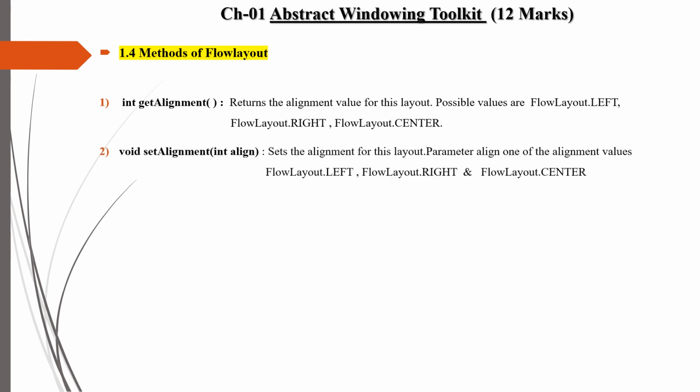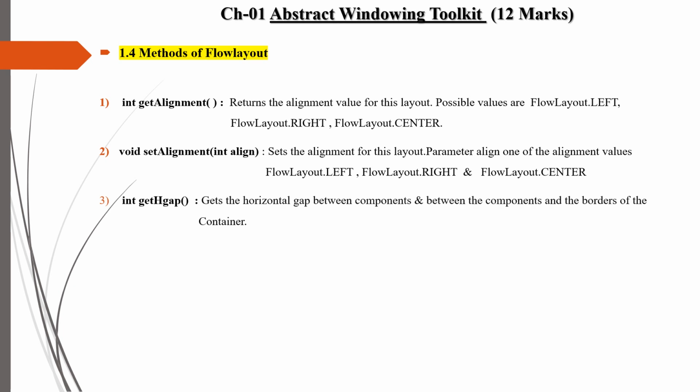Then the next method is setAlignment, which has one parameter, that is alignment, and this method does not return any value, so the return type of this method is void. This method is used to set the alignment for the layout. The parameter alignment is one of the alignment values, the same values which are used in the first method: FlowLayout.LEFT, FlowLayout.RIGHT, and FlowLayout.CENTER.